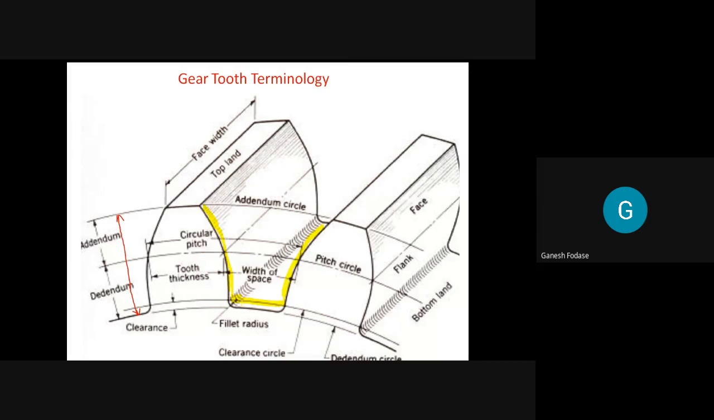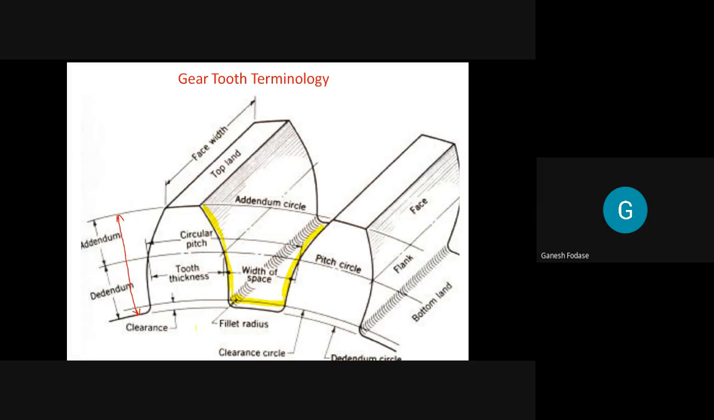Yes, sir. Okay. So you can see here, there is some space kept between the top of the mating gear and the bottom of the gear we consider. That space is called the clearance. If I calculate the distance radially between two mating gears, that distance is called the clearance. And if you pass a circle through this point, it is called the clearance circle.